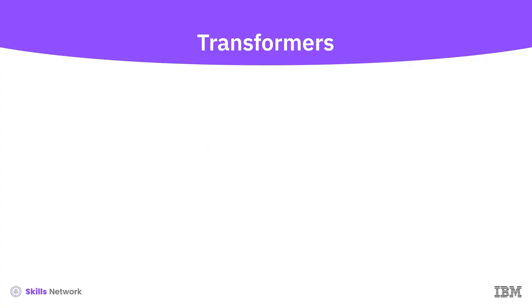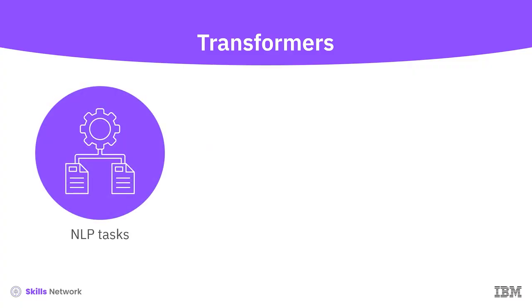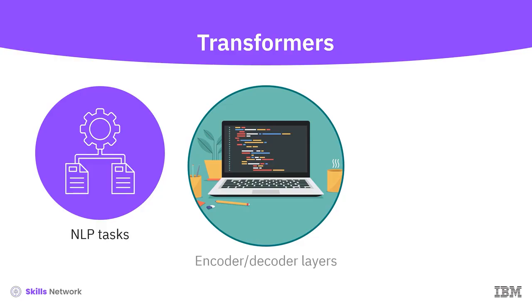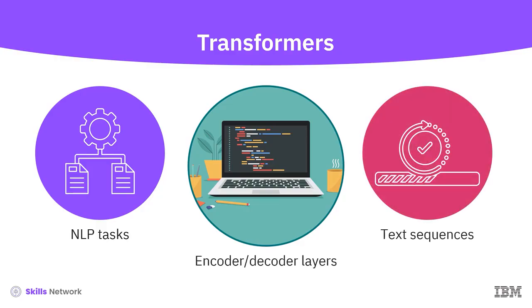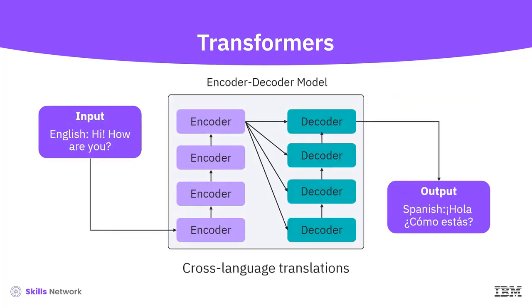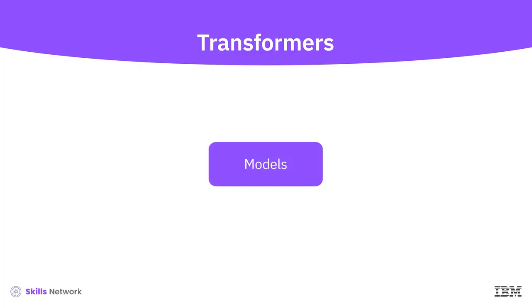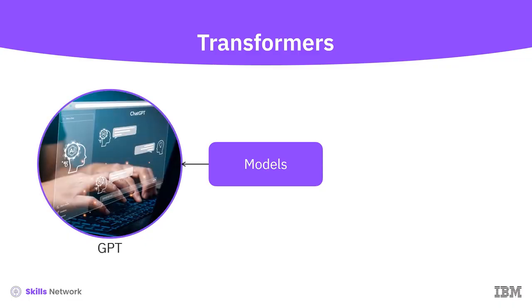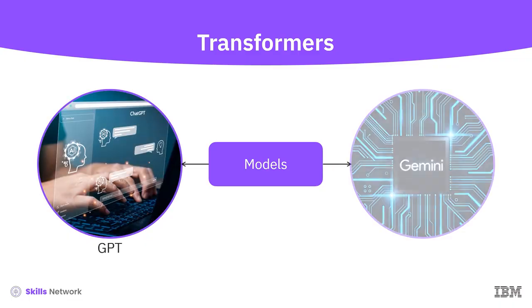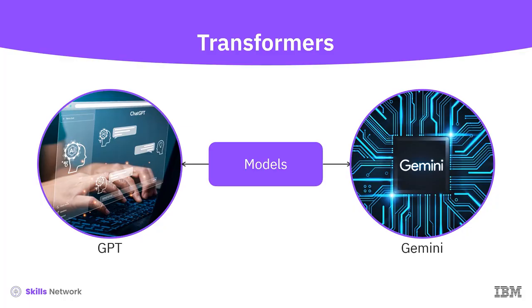Transformers are generally used in natural language processing, or NLP tasks. They consist of encoder and decoder layers, enabling the model to effectively generate text sequences or perform cross-language translations. For example, a multilingual chatbot uses transformers to understand and respond to queries in multiple languages. Large language models like OpenAI's Generative Pre-trained Transformer, or GPT family of models, and Google Gemini models are examples of transformers that can generate different creative text.